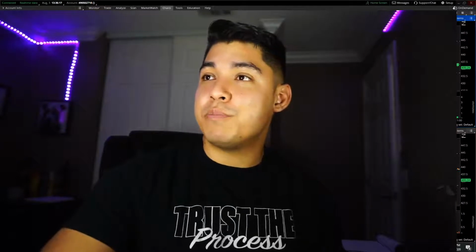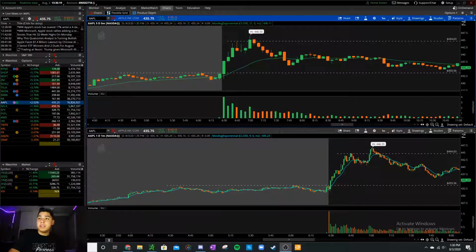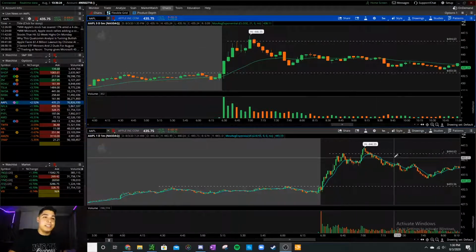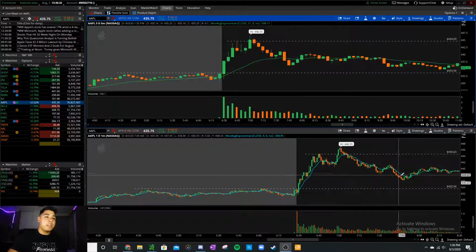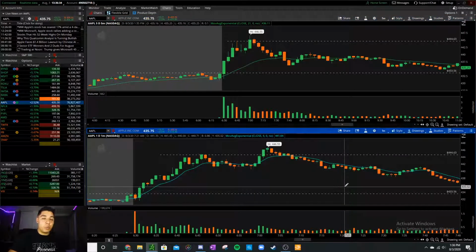So first, let's bring this graph down a little right there. Up here on top is the 5-minute chart. This is the 1-minute chart. And as you can see here, I have two indicators, which is the 21 EMA and this is the 9 EMA. A lot of people don't understand how the EMA works.